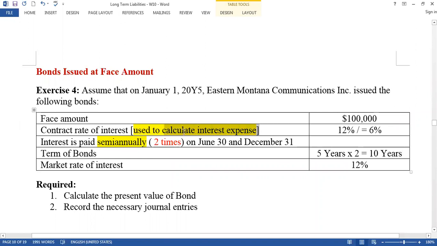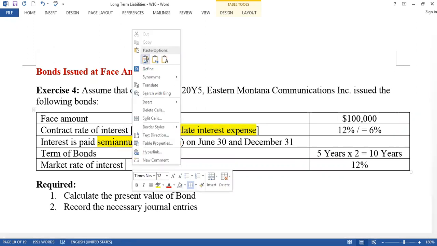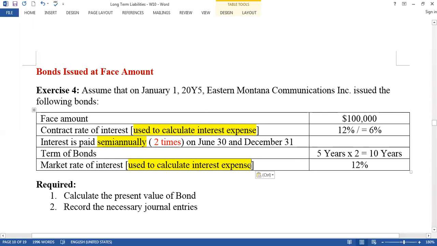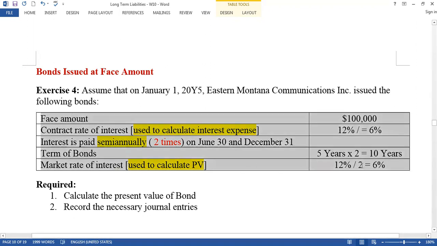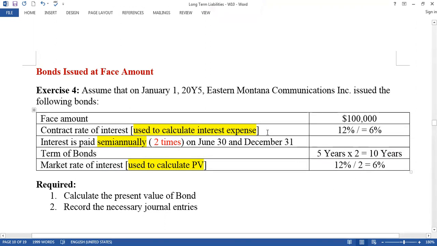And we use the market interest rate to calculate the present value. And as it is semi-annual, again the interest rate is divided by 2, which equals 6%. So whenever you find this kind of question, you have to do this kind of workings by yourself.